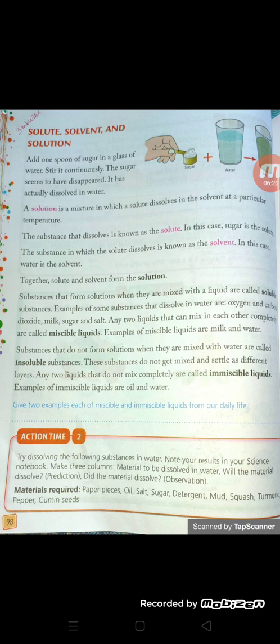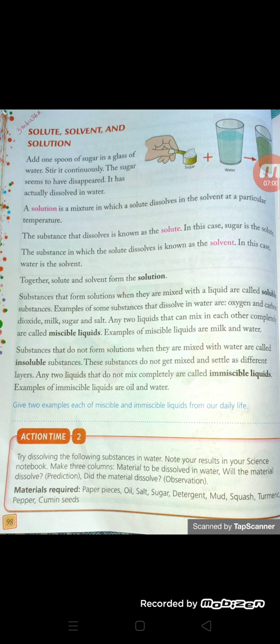A solution is a mixture in which a solute dissolves in the solvent at a particular temperature. So, what is a solution? When a solute, for example sugar, dissolves in a solvent, for example water, at a particular temperature, that forms a solution. The substance that dissolves is known as the solute. In this case, sugar is the solute. The substance in which the solute dissolves is known as the solvent. In this case, water is the solvent, and together solute and solvent form the solution.